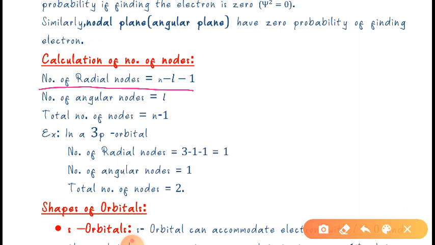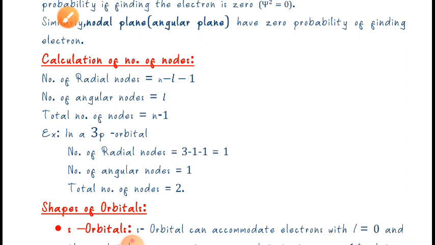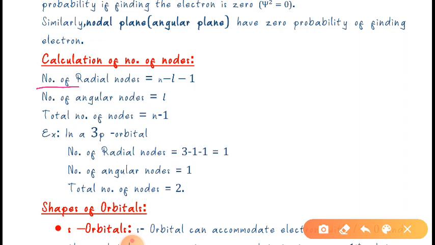So when we talk about the calculation, how to calculate the nodes, always remember that radial nodes are equal to n minus l minus 1. Here n is the principal quantum number, which we learned in the last class, and l is the azimuthal quantum number. So to find the radial nodes, we use this formula: n minus l minus 1.